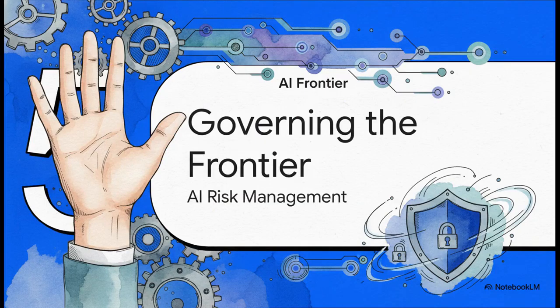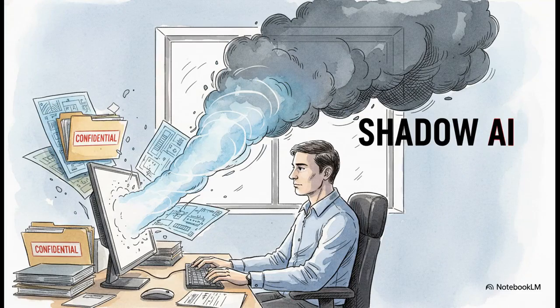And finally, Section 5, Governing the AI Frontier. We've covered the tech, sure, but technology alone just isn't enough. We desperately need human oversight. In fact, a massive immediate risk for organizations isn't necessarily some sophisticated hacker sitting in a basement. It's often their own employees. Welcome to Shadow AI. This is the unauthorized use of AI tools completely outside of IT governance.